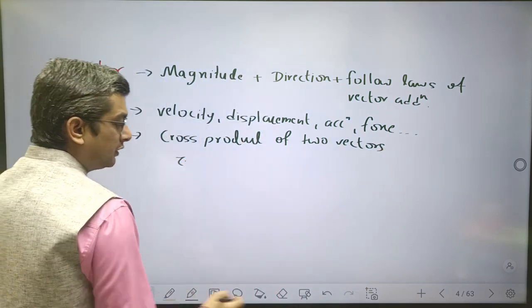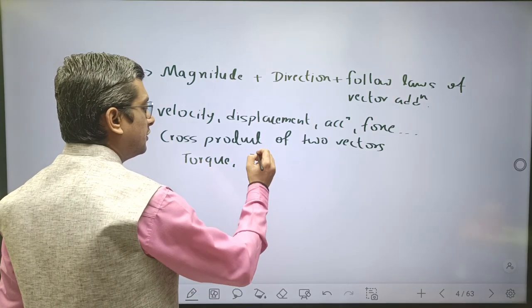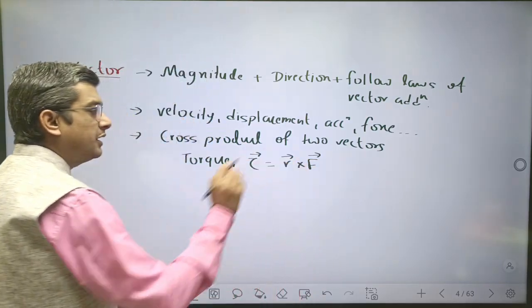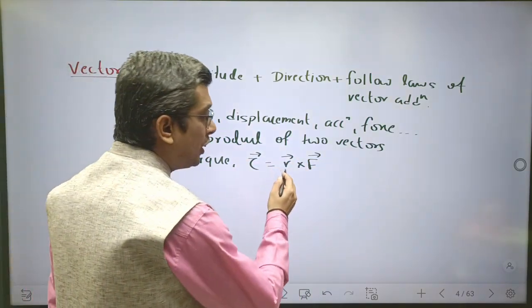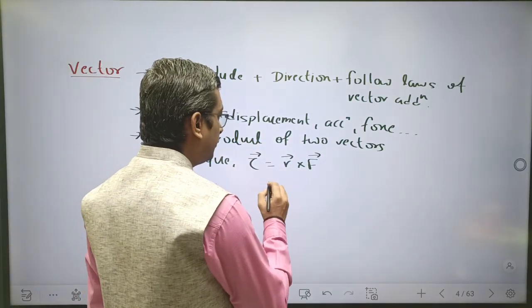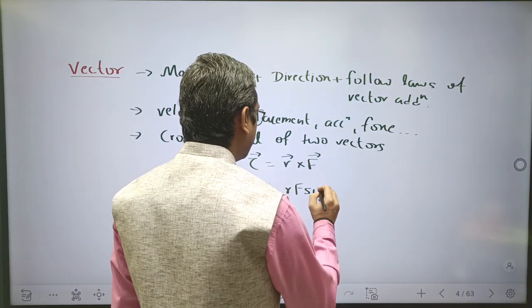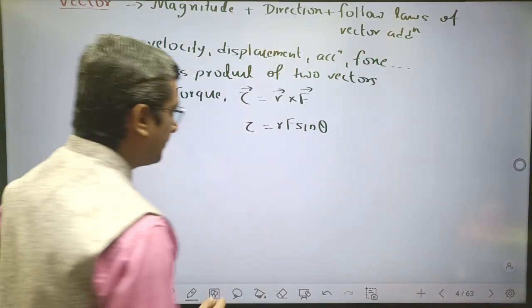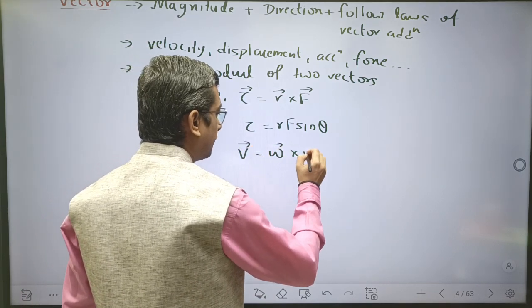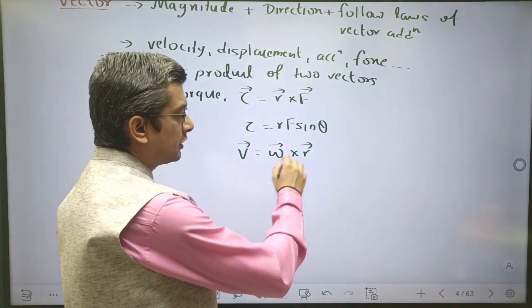Example, if you say torque, this is the cross product of position vector and force vector. Position vector of point of application of force, the point at which the force is being applied. And magnitude wise, it can be written as tau is equal to R F sine theta. One more example is velocity, which is given by angular velocity. So this omega is representing the angular velocity. So V is equal to omega cross R.